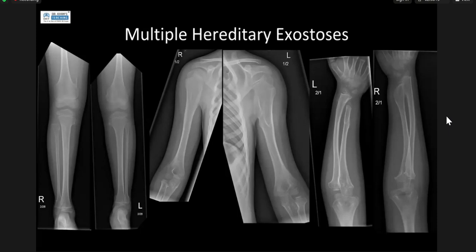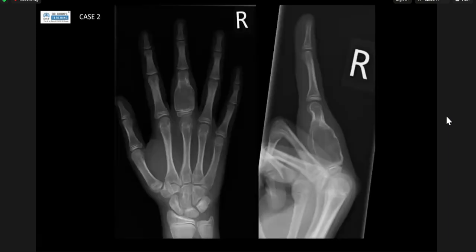Candidate 2. Yeah. You'd like to have a go at the second case?